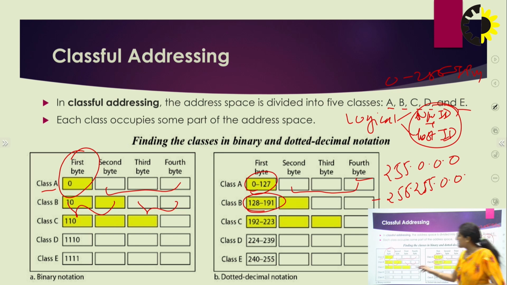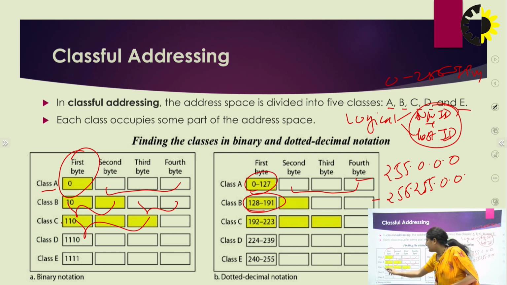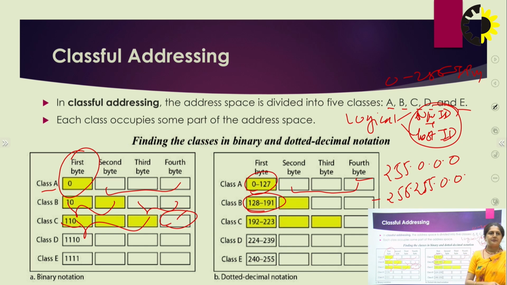Similarly, for class C, the first 3 octets are used for the network ID, and it is represented by 110. The last one is used for the host ID. It ranges from 192 to 223, and its default subnet mask is 255.255.255.0.